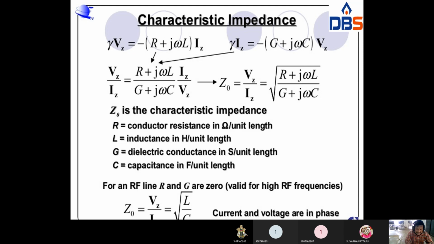Suppose we consider the transmission line to be a lossless transmission line at that time. So R is equal to 0, G is equal to 0. Therefore, surge impedance is equal to root L by C.